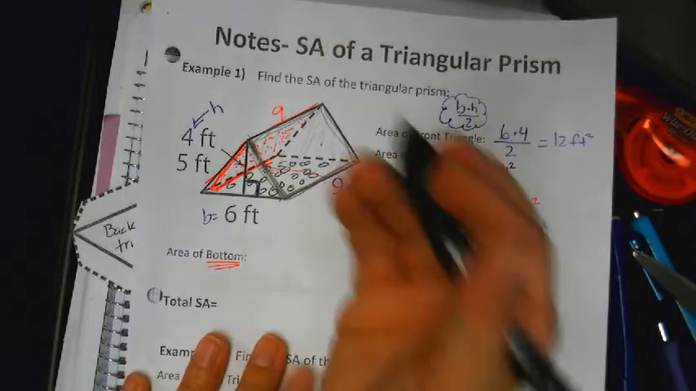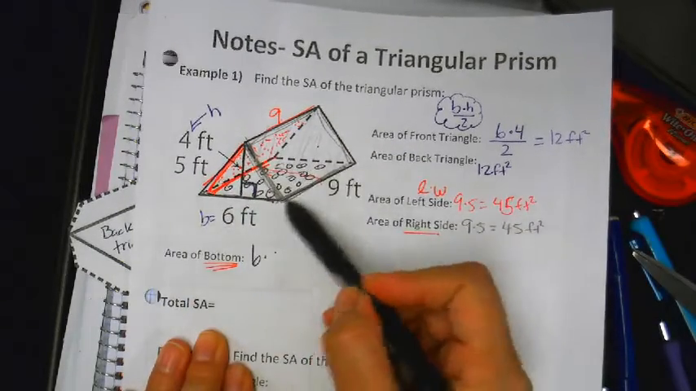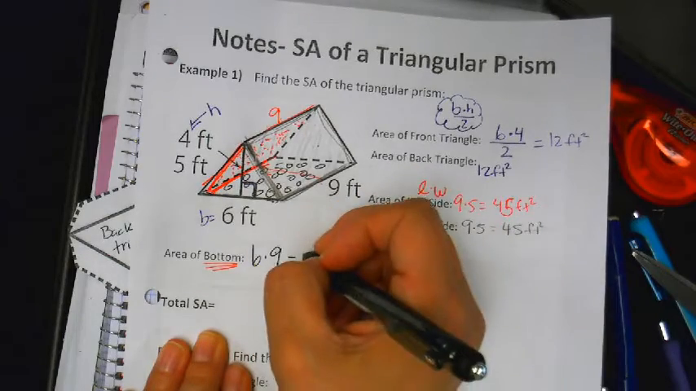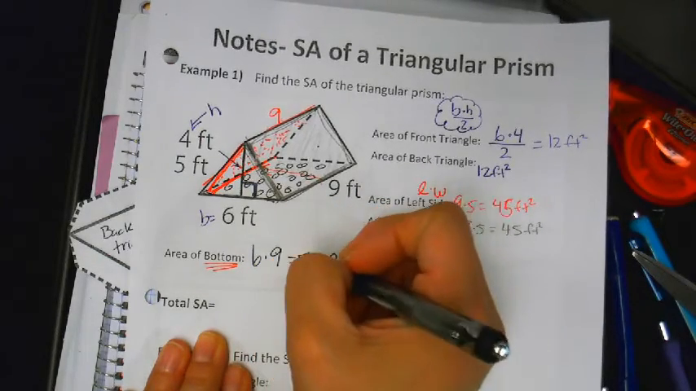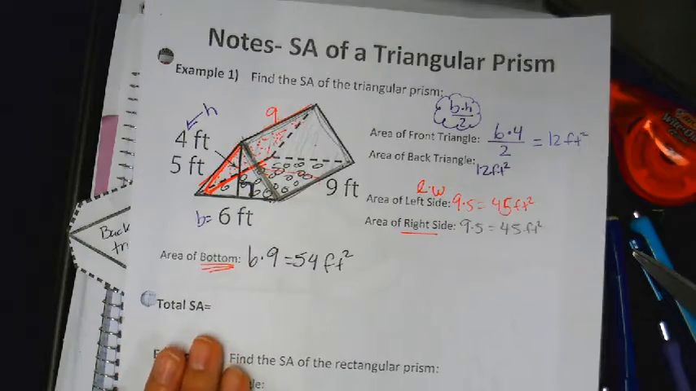6 times 4? No. 6 times 9. 6 times 9? 54 feet squared. All right, so now we need to add, and you can use a calculator.